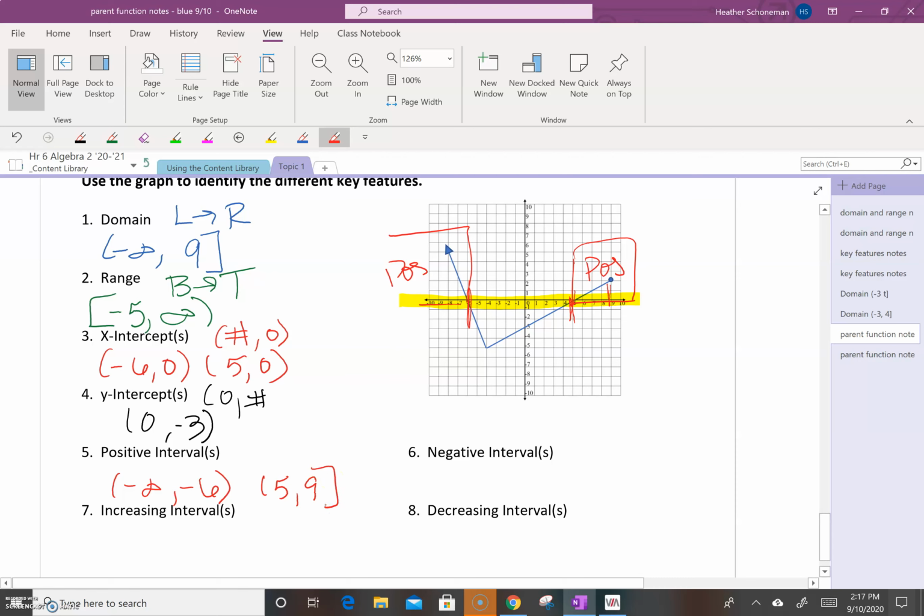Now that 9 is definitely above, and it's a closed one, so it's a bracket. These other ones are parentheses because they're on the line. When they're on the line, they're not above or below. We do have one section that's negative, and it's negative from negative 6 to 5.